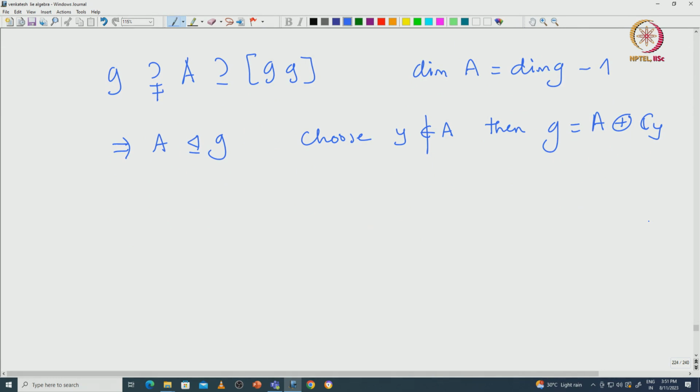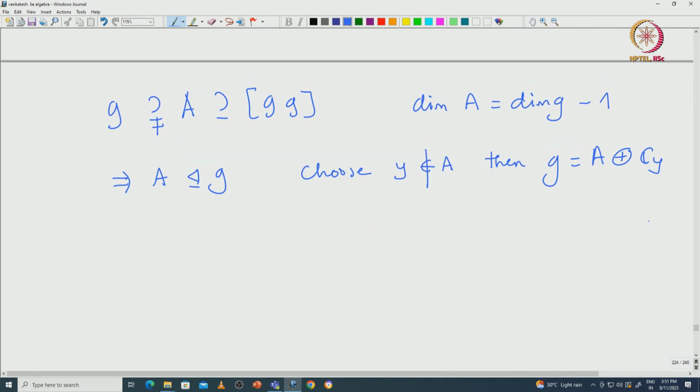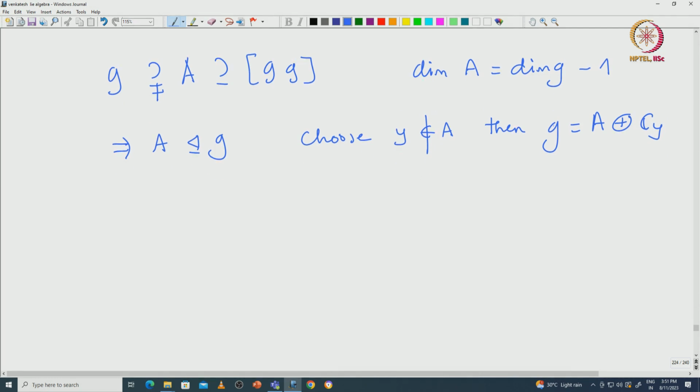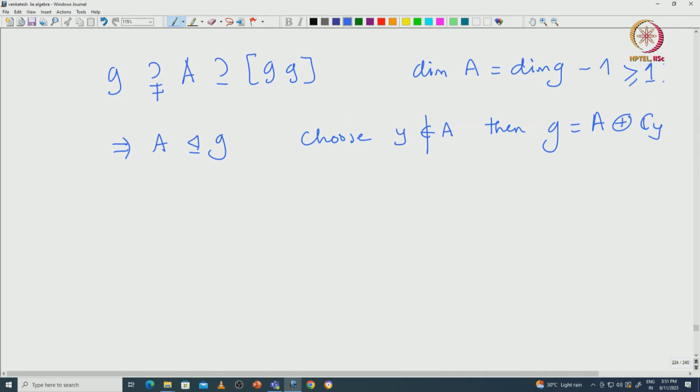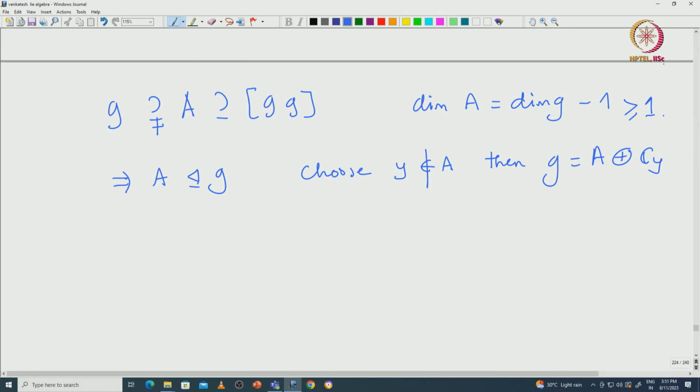So, very similar to that we have this. It looks like the dimension of G must be at least 2. If the dimension of G is 1, then there is nothing to prove. It is just a result from linear algebra. So, you can assume the dimension of G is at least 2. Now we have this A, which is an ideal of codimension 1.